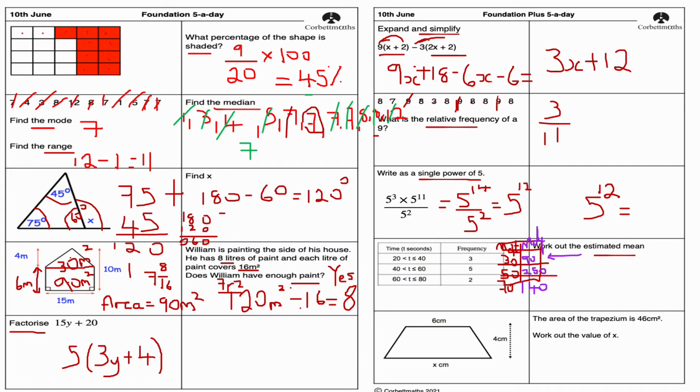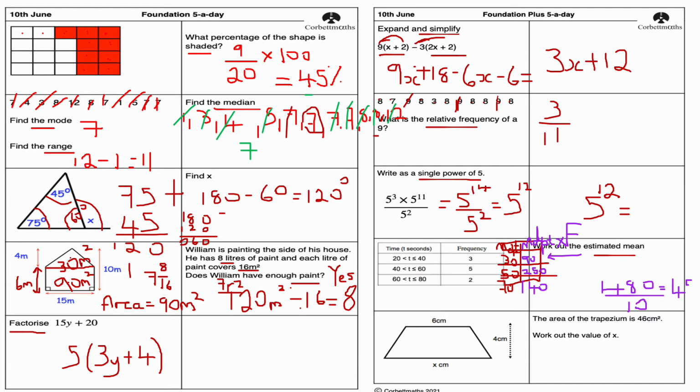So midpoint times frequency. I'm going to get 90 plus 250 is 340. 340 plus 140 is 480, I believe. 480 divided by the total frequency. Well, 3 plus 5 is 8, plus 2 is 10. So 480 divided by 10 is 48.